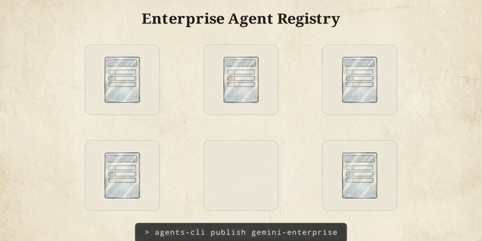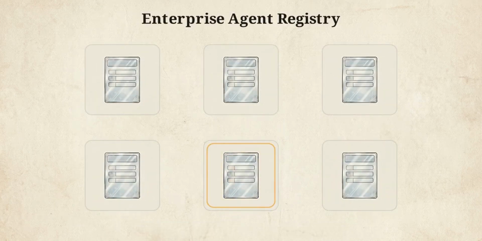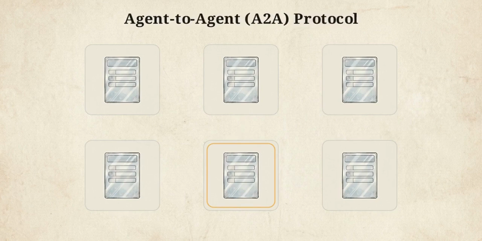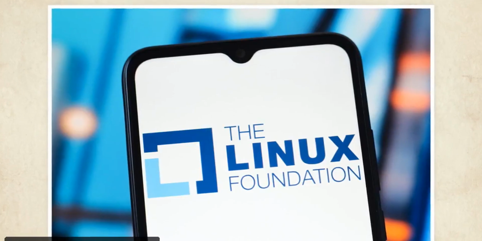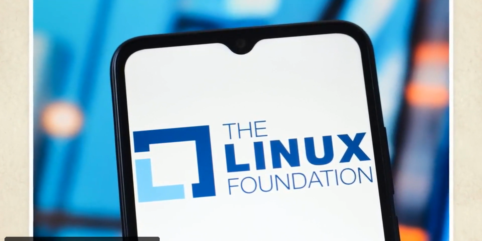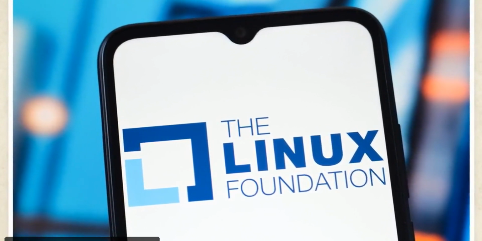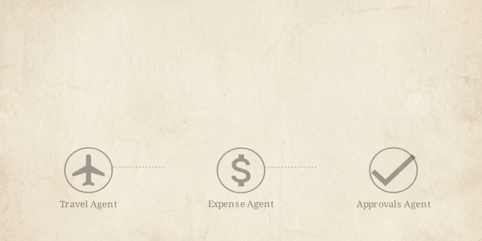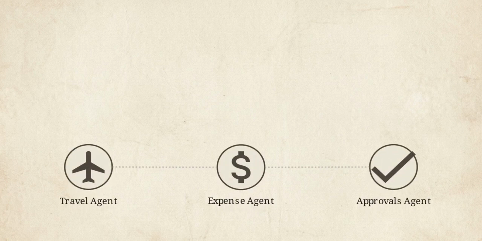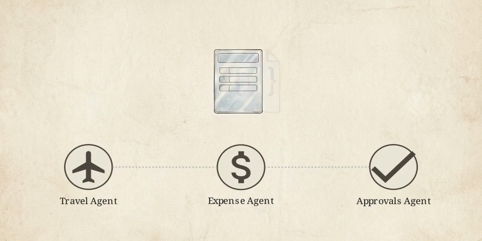A deployed agent operating in isolation cannot be discovered by other enterprise services. To participate in the internal catalog, you must register the agent using the publish command. Once published, agents communicate through the agent-to-agent or A2A protocol. This transport stack utilizes HTTP, server-sent events, and JSON RPC 2.0. A2A is an open standard governed by the Linux Foundation. This ensures the protocol remains interoperable across different cloud providers.